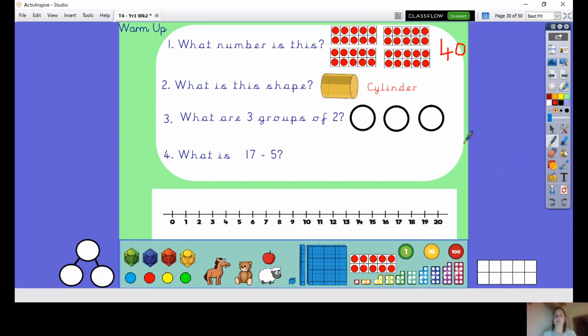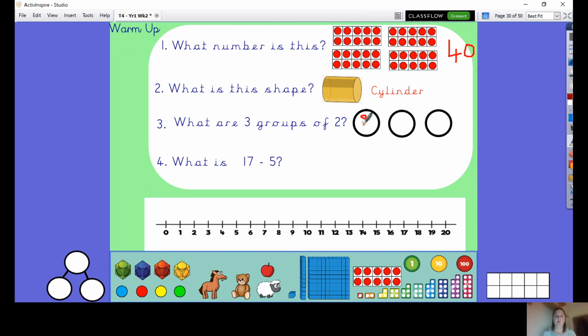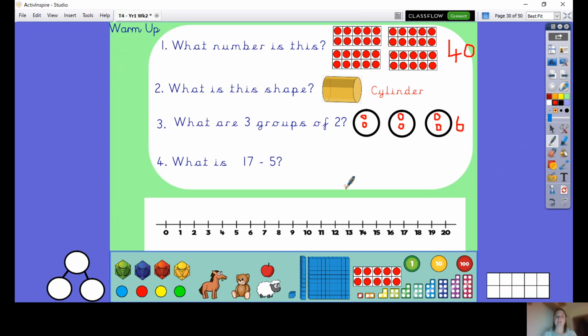And then, what are 3 groups of 2? So if I draw 2 circles in there, 2 in here, because this is 1 group, 2 groups, 3 groups of 2, and now I can count in 2s. So I'm going to go 2, 4, 6. Brilliant.